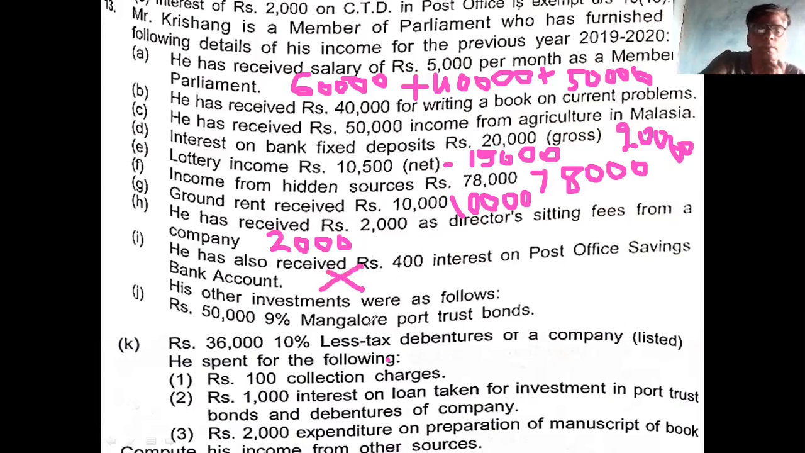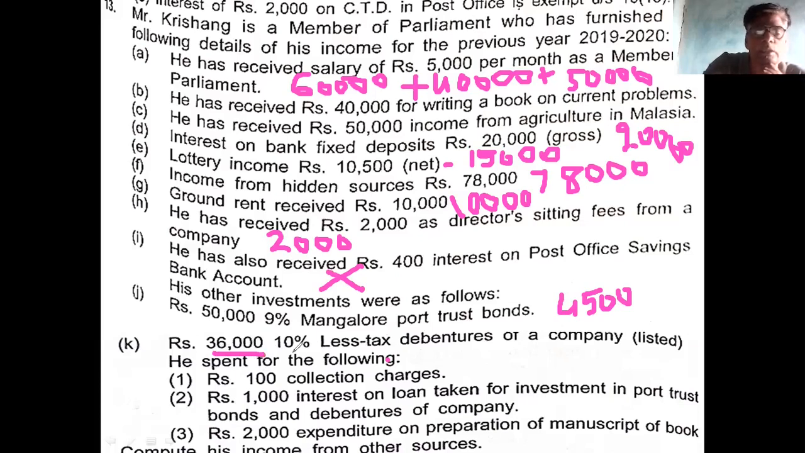And his other investments are 50,000 at 9%. On 50,000 you calculate 9%. This is 4,500.